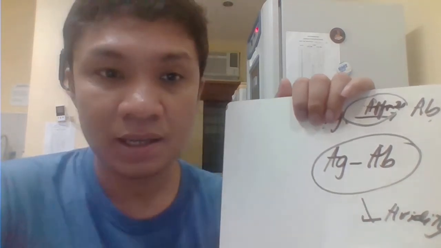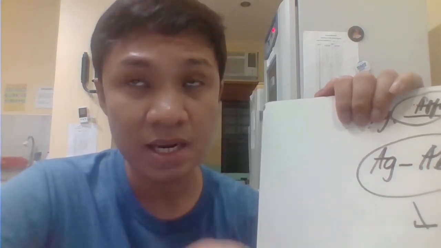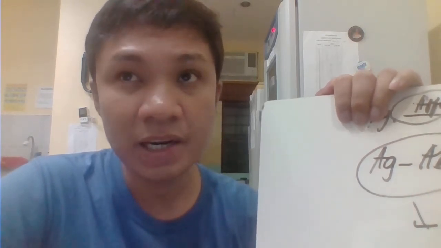Okay, then we have here the precipitation curve. Under the precipitation curve, we have three areas: the zone of equivalence, the pro zone, and the post zone. The zone of equivalence is the area in your precipitation curve where you have your antigen-antibody complex. Your antigen and antibody are in equal concentration. Since they are in equal concentration, expect to have a visible agglutination reaction.